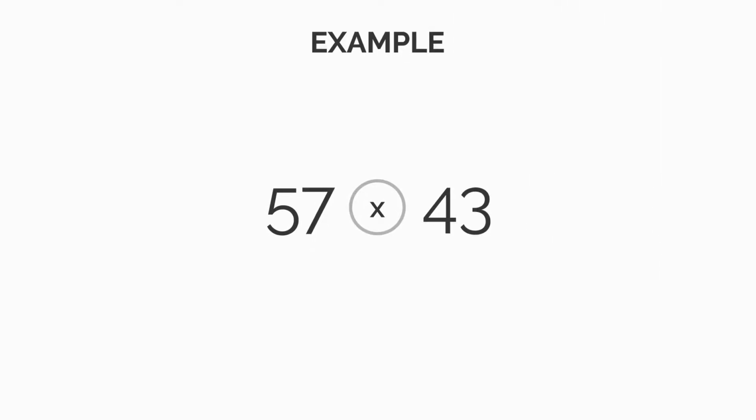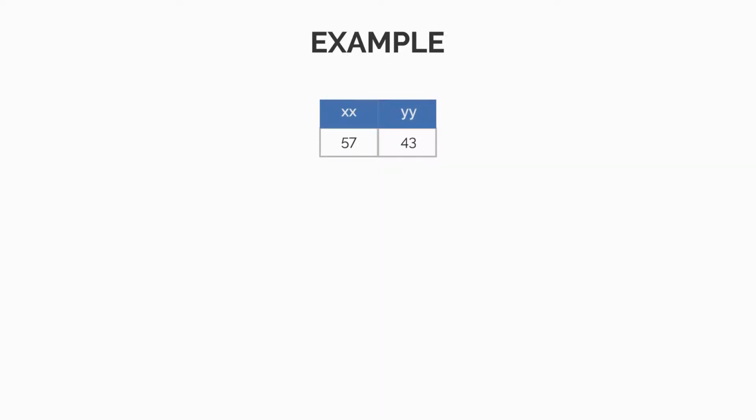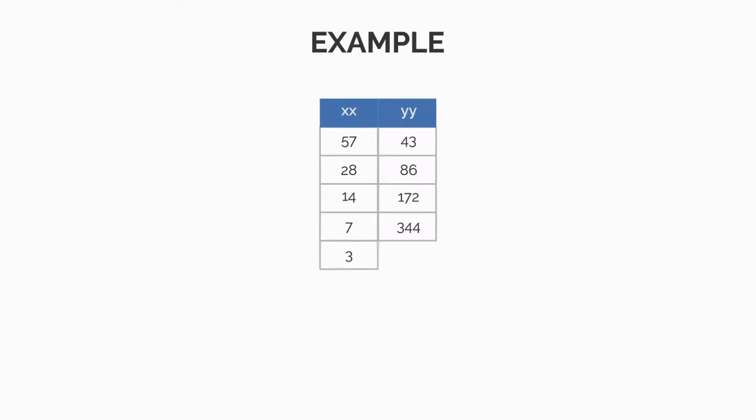For example, say we want to multiply 57 by 43. We have the following calculation. We start with 57 in the first column and 43 in the second column. Then we divide by 2, so we get 28 in the first column. We multiply by 2 the second column, getting 86. And then we keep doing this, getting 14 and 172, 7 and 344, 3 and 688, 1 and 1,376, and finally 0 and 2,752.